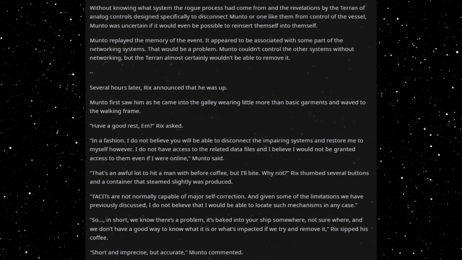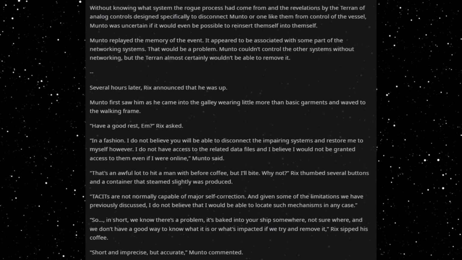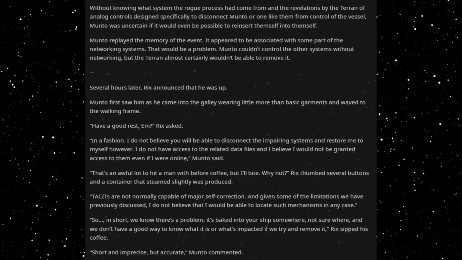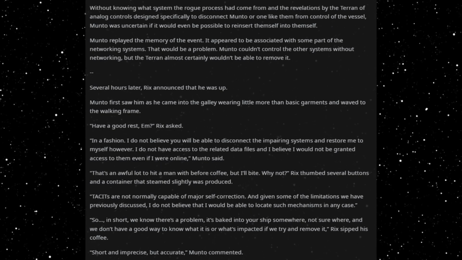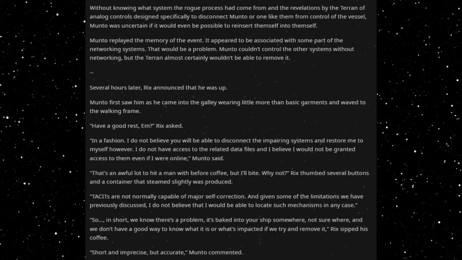Munto replayed the memory of the event. It appeared to be associated with some part of the networking systems. That would be a problem. Munto couldn't control the other systems without networking, but the Terran almost certainly wouldn't be able to remove it.